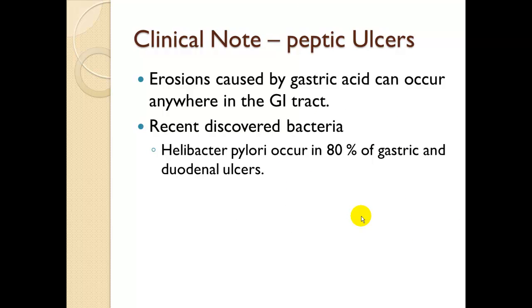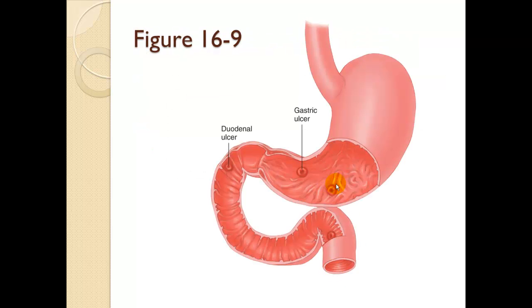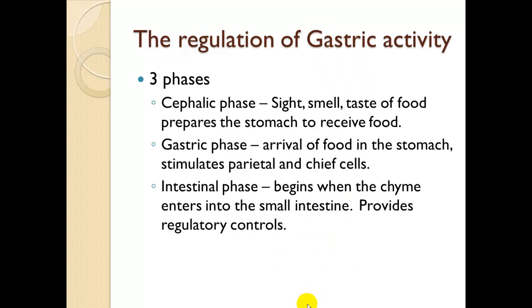Erosion caused by gastric acid can occur anywhere in the GI tract. So we can get this in the stomach, and we can get this past the stomach. They pretty much discovered a recent bacteria called Helicobacter pylori. It occurs in about 80% of the gastric and duodenal ulcers that are found, meaning they have this bacteria that is causing or compounding the damage done to the stomach tissue. These are gastric ulcers. These would be openings or ulcerations in the actual intestinal lining. Peptic ulcer disease, Helicobacter.